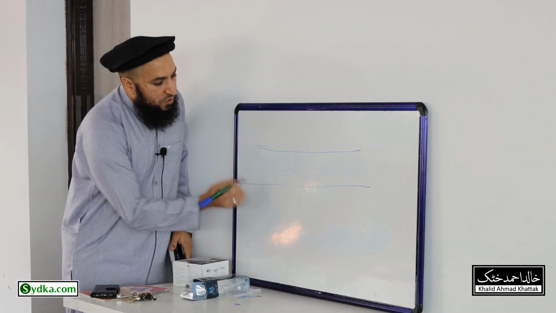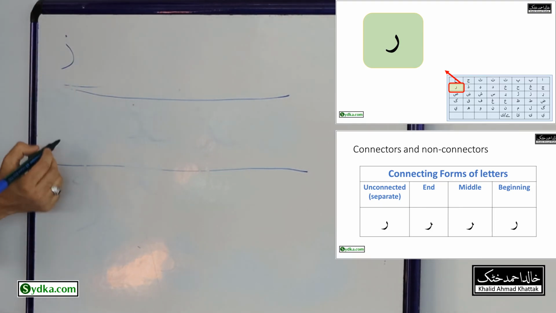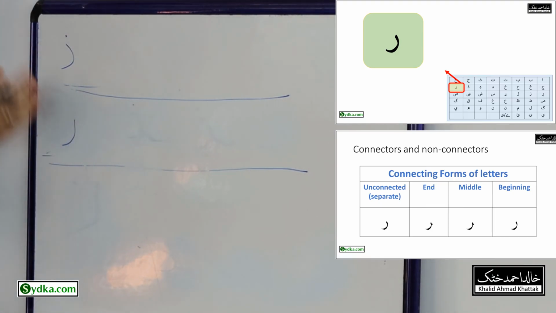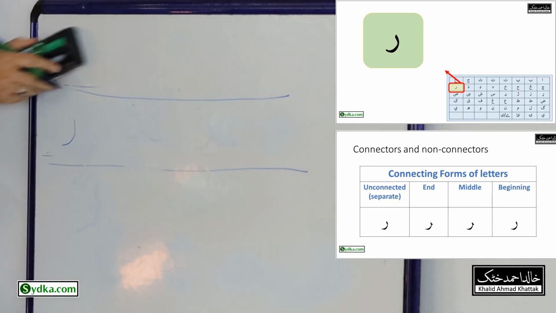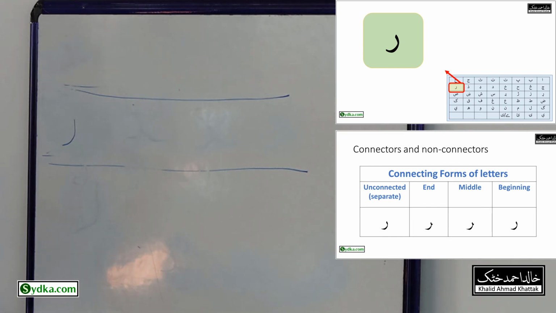Ray. So the difference, if you see here, this was dal or zal, and this one is ray. So it's a different shape compared to that one, okay? Make sure you know which one is ray and which one is zay. Is this a connector or non-connector? Connector. Agree or disagree with him? Disagree. Good. It's a non-connector.